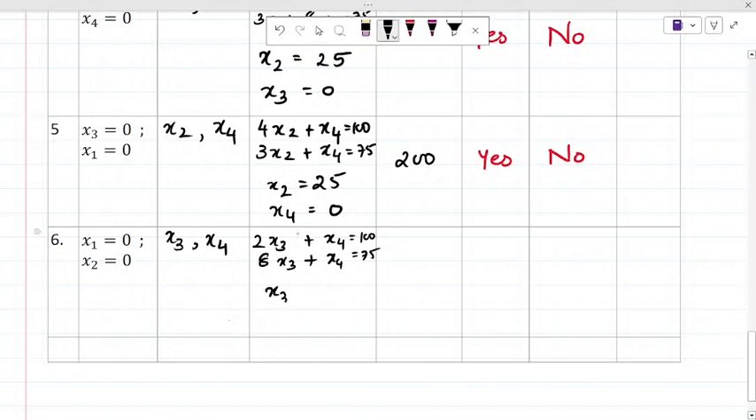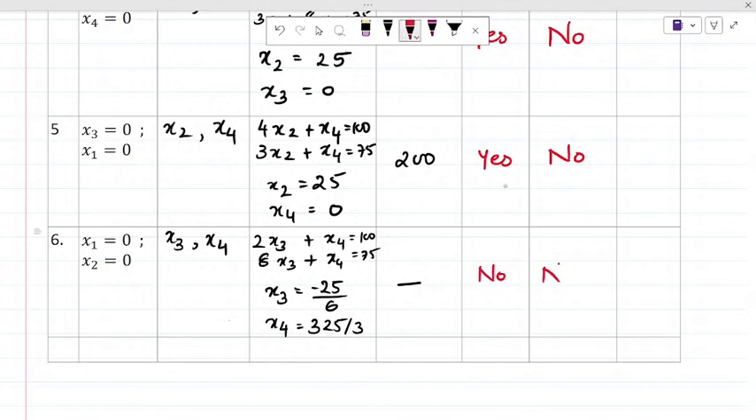x3 to be negative, minus 25 divided by 6, and x4 what we get is 325 divided by 3. So obviously this is not a feasible solution. We are not even going to check because x3 should be positive. So here we say no, we cannot apply the optimality check. Moreover, this is not a feasible solution, so not even a degenerate solution, and it is not even optimal.